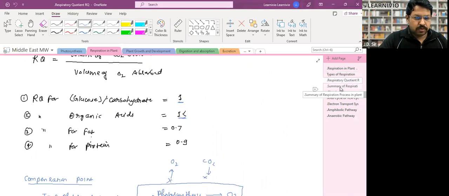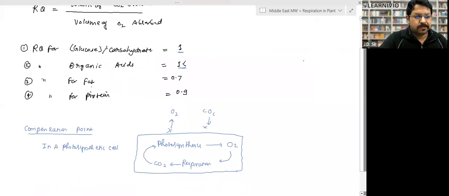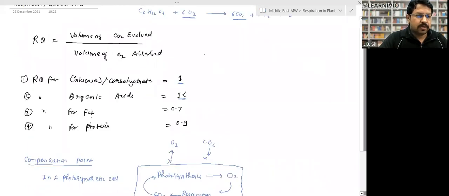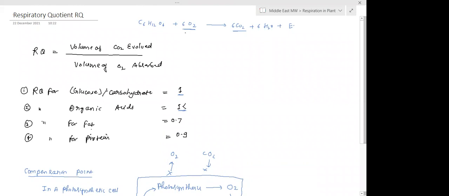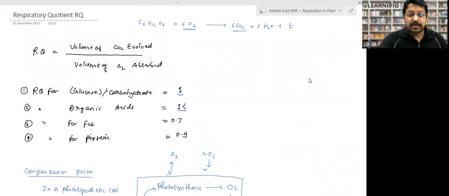RQ, let me tell you, just note it down. RQ is also very important. RQ is equal to the volume of carbon dioxide evolved after respiration and the volume of oxygen consumed during respiration. The reaction is the respiration reaction of carbohydrate. Why do we measure this? Because RQ decides which is the best fuel for our body, which is the best respiratory substance, which gives the most energy.